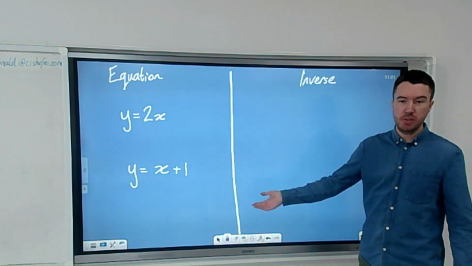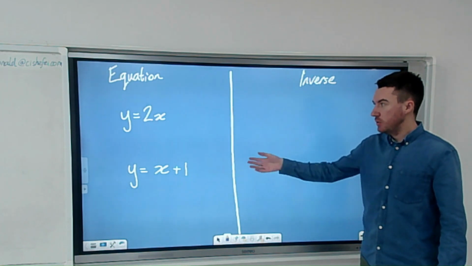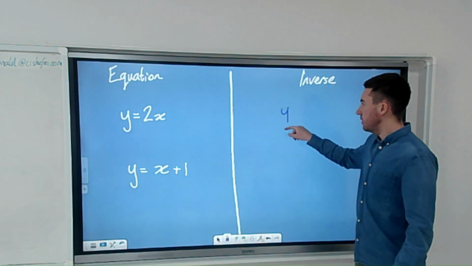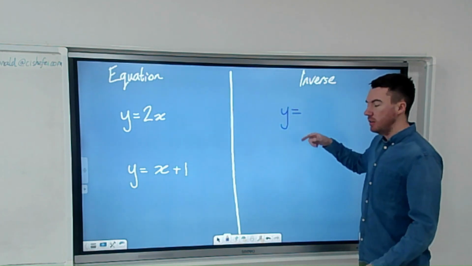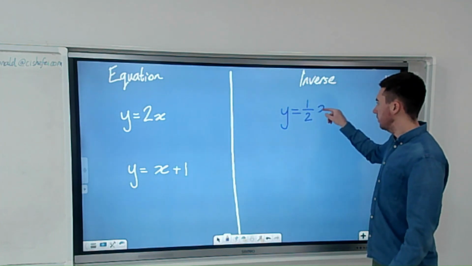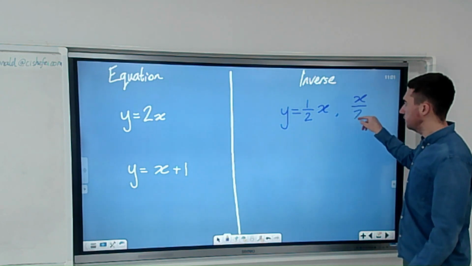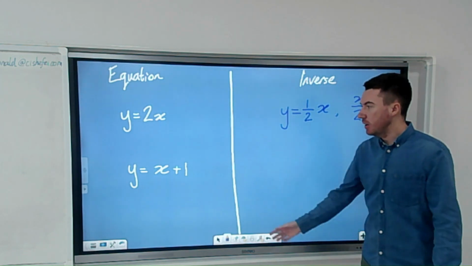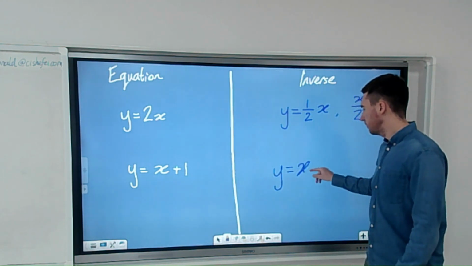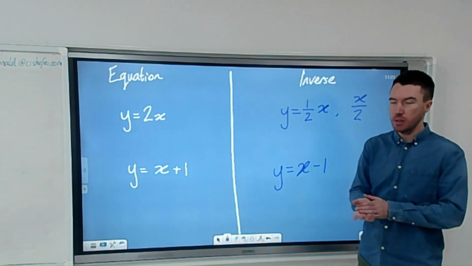So I've got a couple of equations on the board. y equals 2x, which is times by 2. So the inverse of times by 2 is dividing by 2. So we get x divided by 2, or half x. Both are fine. If you want to write half x, or you want to write x over 2, that's both fine. And the inverse of x plus 1 is x minus 1. Adding 1, taking away 1. These are inverses of each other.